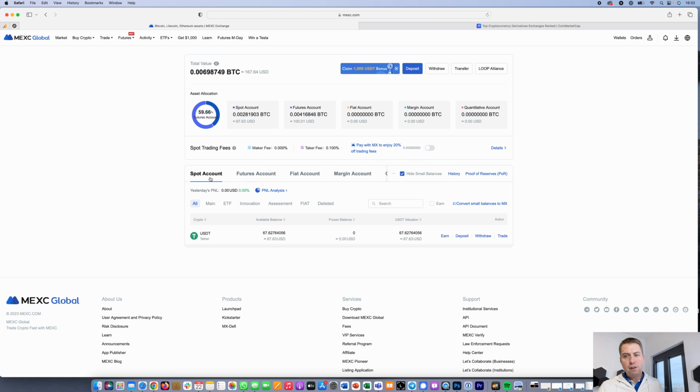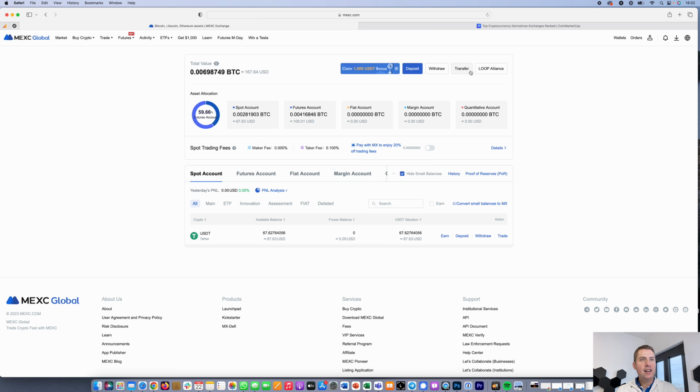If you want to trade futures, and futures are basically a contract on the price of a certain cryptocurrency, that gives you, for example, the option to short a cryptocurrency. Then you need to deposit something into your futures account if you want to trade futures. And if you want to trade margin, you need to deposit it in your margin account.